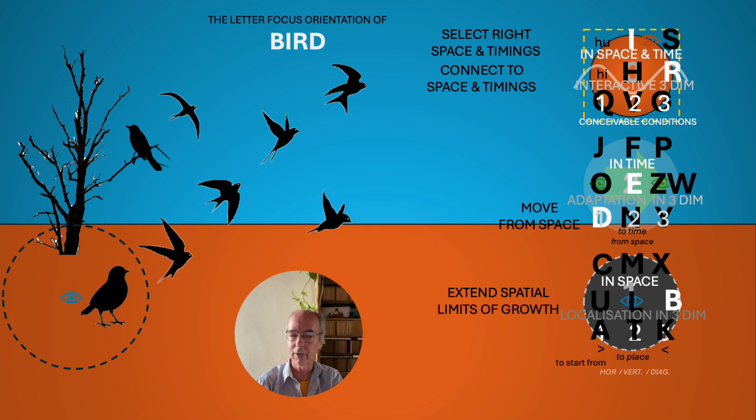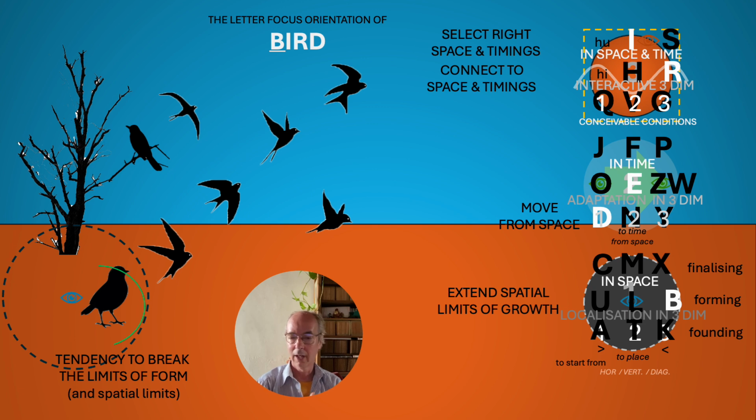B is a kind of finding out, okay, it's there, but how do we recognize that it's a bird, and what is it doing there, and what's the physical thing that makes it different so that we recognize it as a bird? The first letter B is actually describing on that level. It is also a tendency to break the limits of the form, or break the spatial limits.